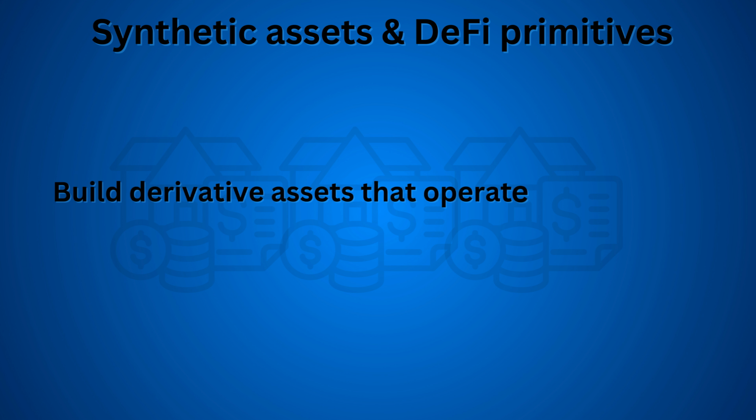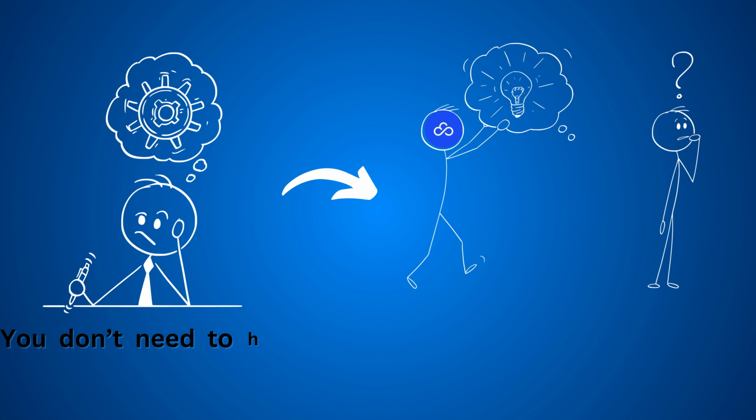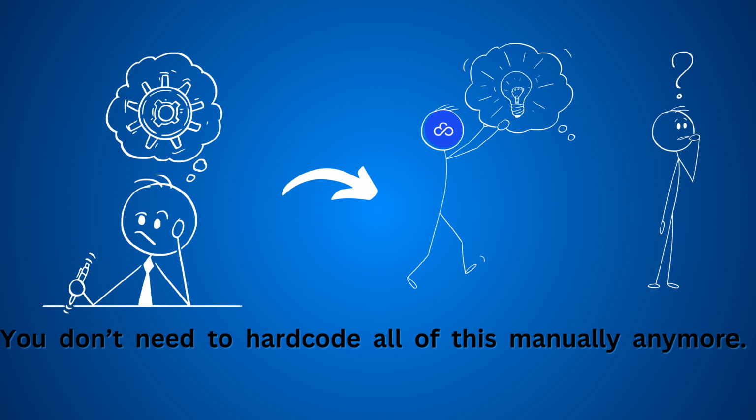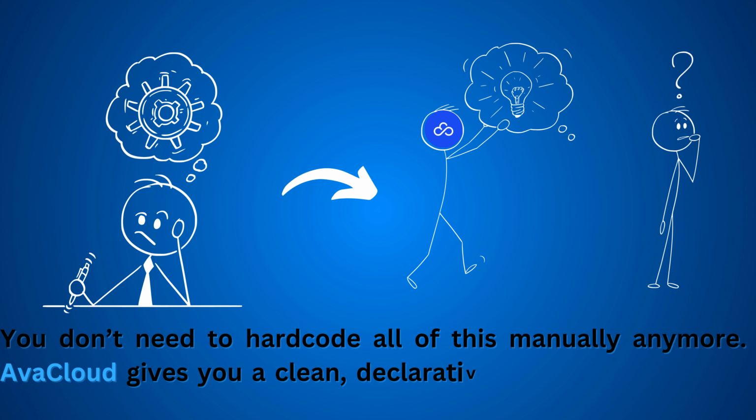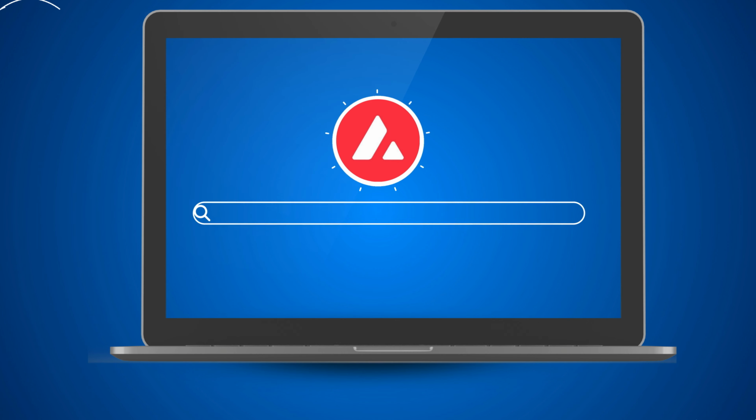Synthetic assets or DeFi primitives. Build derivative assets that operate with precise, rule-based mechanics directly at the protocol layer. You don't need to hardcode all of this manually anymore. Avacloud gives you a clean declarative interface to spin up what you need without over-engineering.